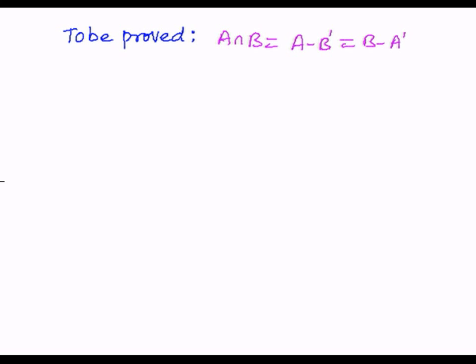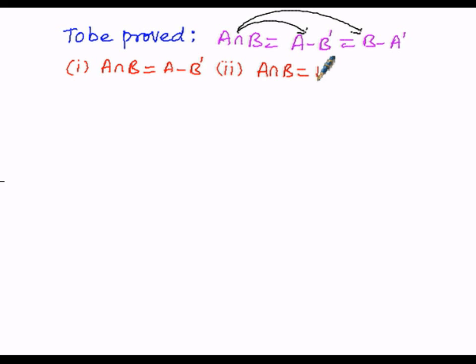From this it is clear that we have to prove two conditions. One is A intersection B equals A minus B dash, and the other one is A intersection B equals B minus A dash. But now we are going to consider the first case, that is A intersection B equals A minus B dash. So now we are going to prove this.